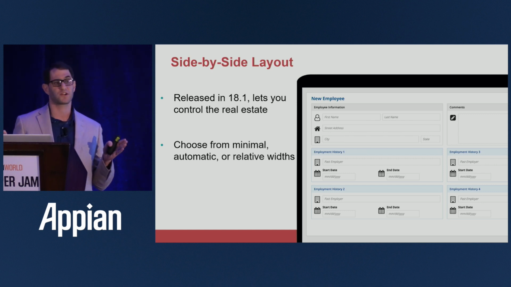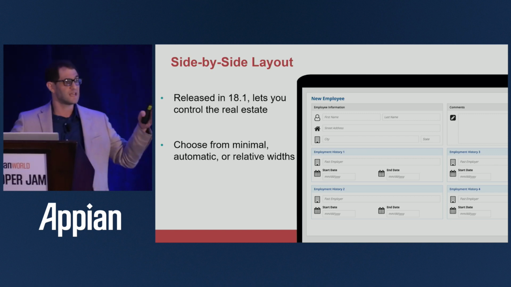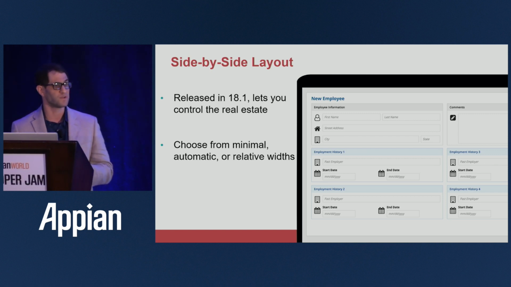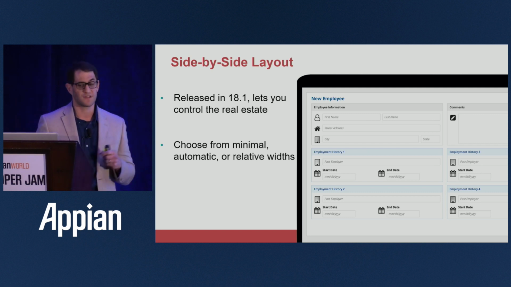How long is a typical credit card number? About 16 digits, but a verification code, 3 or 4. And while city names can be really long, state abbreviations are always 2 characters. So why would you ever give the same amount of real estate to different elements?